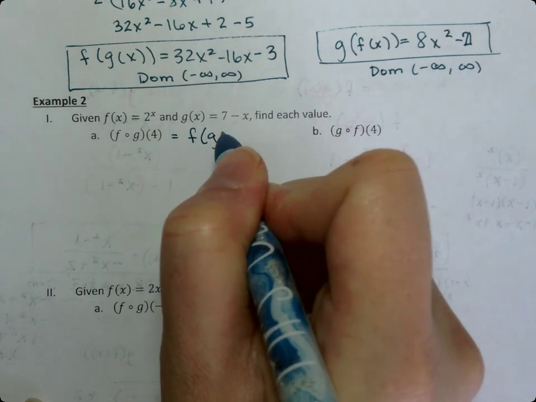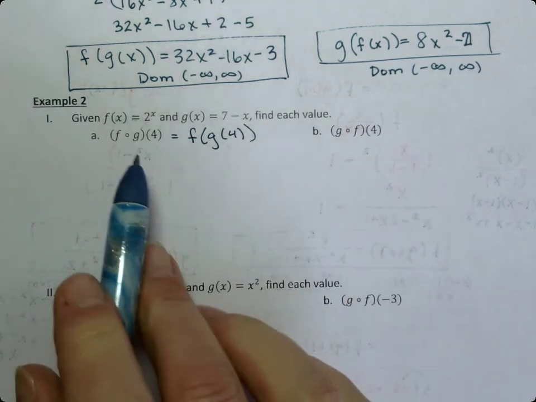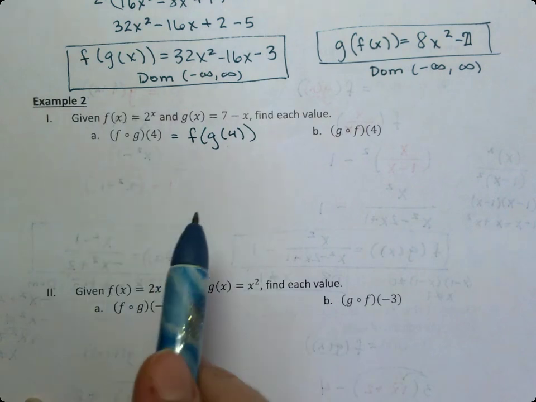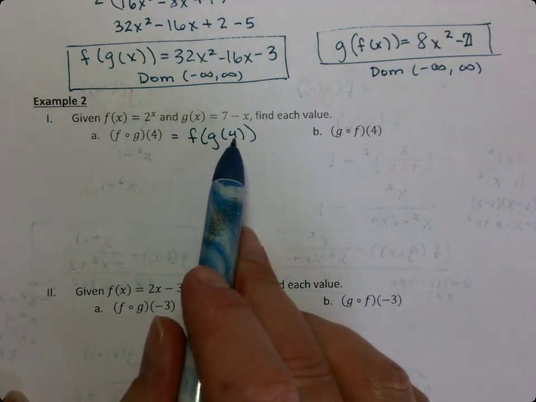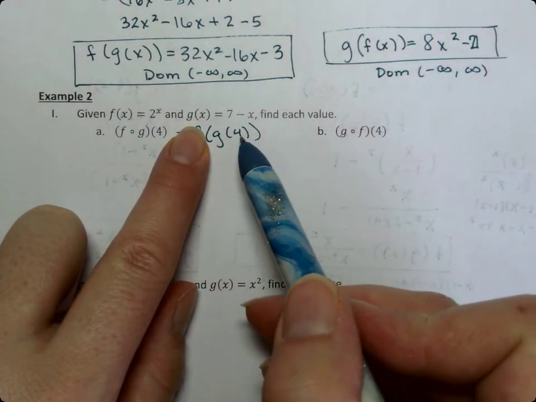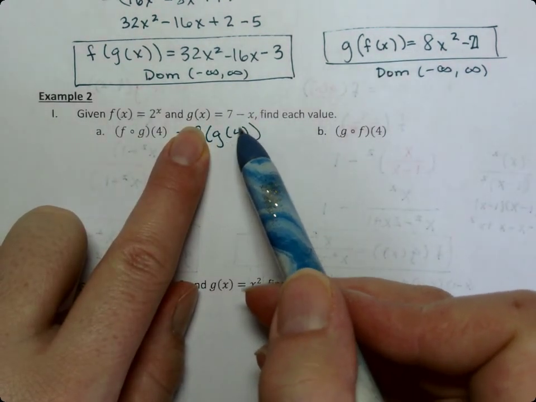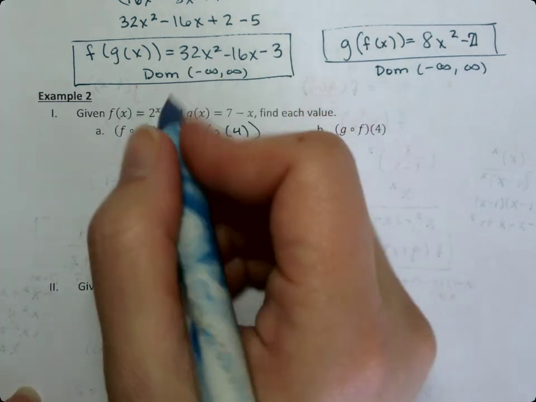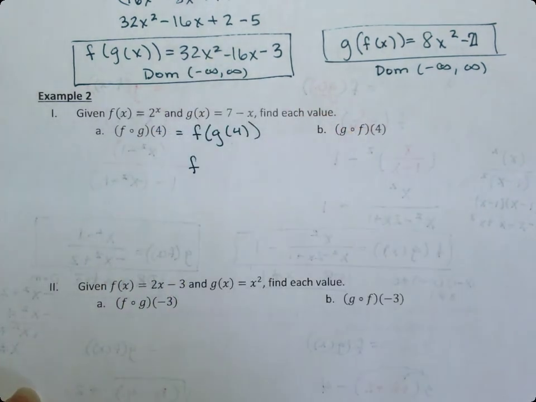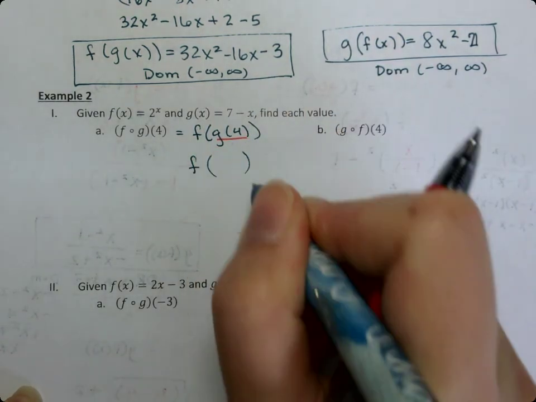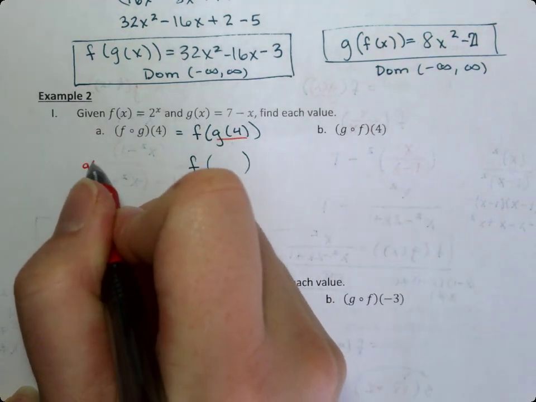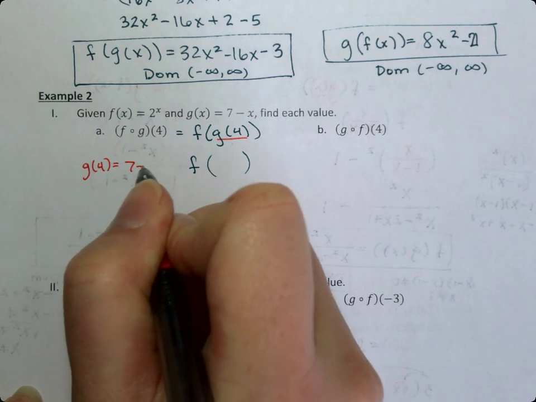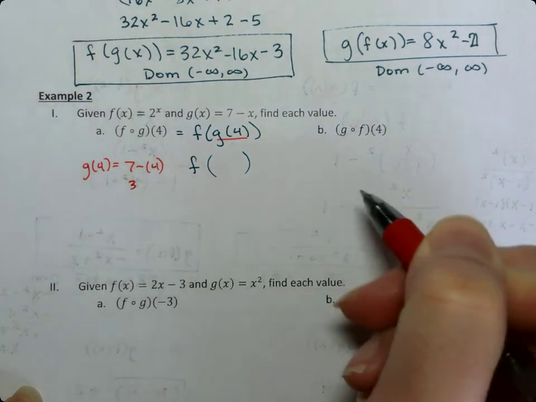It's not x. So first things first, yes, there's an exponential function, but it's not x this time. So you are basically going to take this and do what you've done for a long time. Take 4, plug it in for x, see what you get out. So I'm going to find out what g of 4 is, and I'm going to replace it with that answer. So if you look at this as g of 4, I'm going to go off to the side. g of 4 equals 7 minus 4. g of 4 is 3.